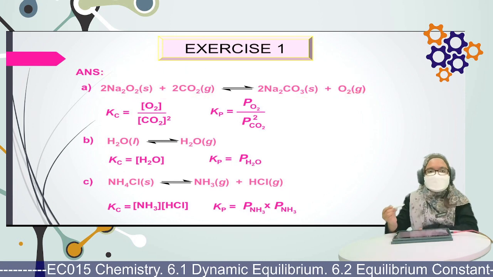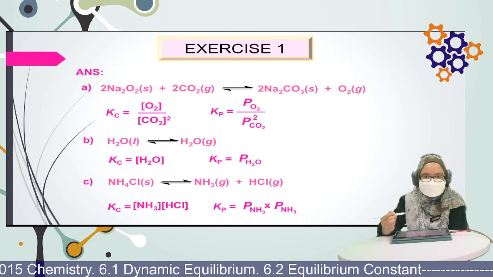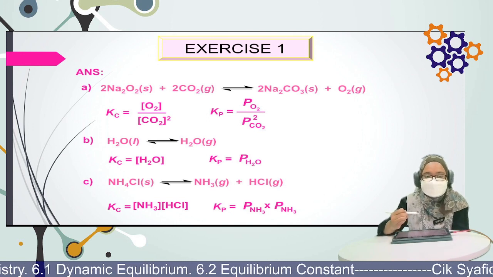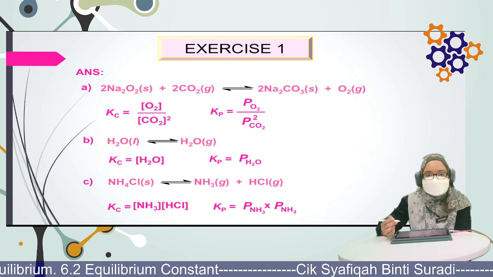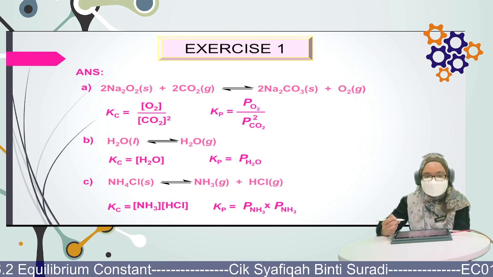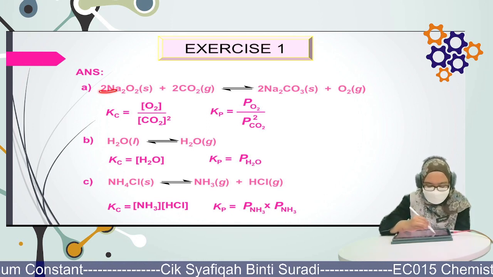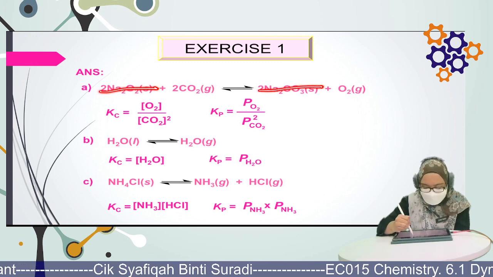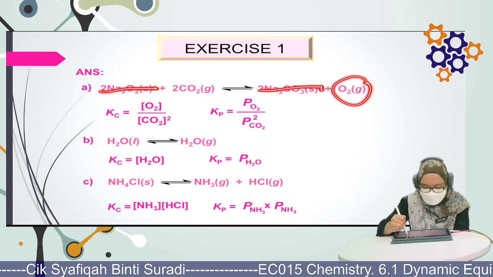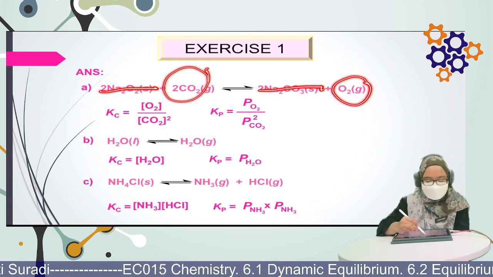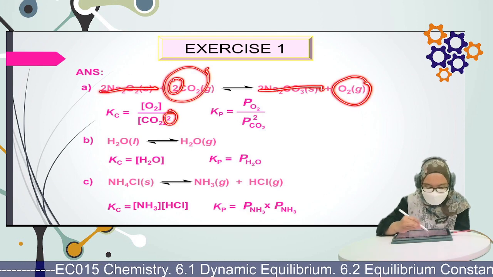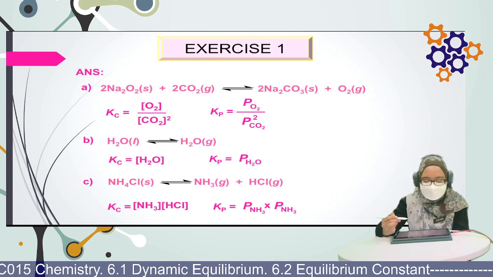Okay, so bila kita dah balance, kita nak cari KC dan juga KP kita. Senanglah maksudnya, sebab dah balance kan. Okay, so KC hanya involve gas dan juga aqueous sahaja. So solid tak involve. So maksudnya concentration of oxygen gas divide by concentration of CO2 to the power of 2 sebab ada coefficient gas.